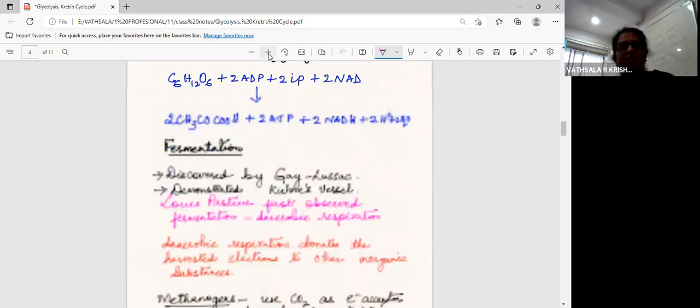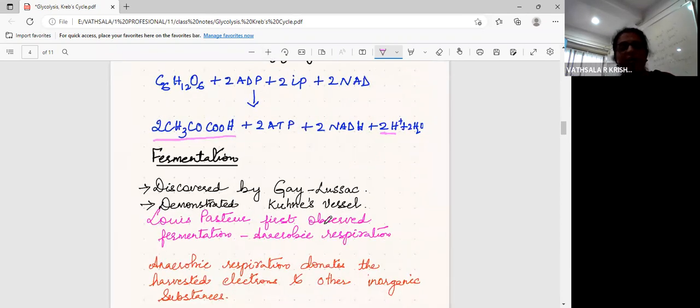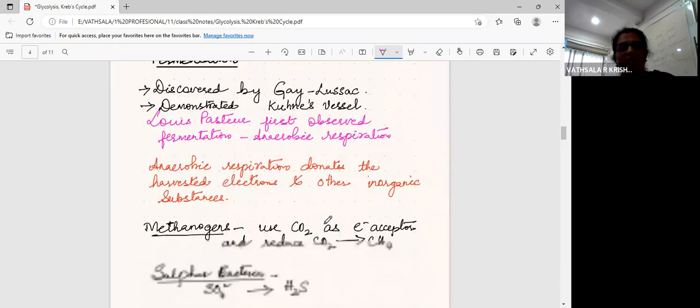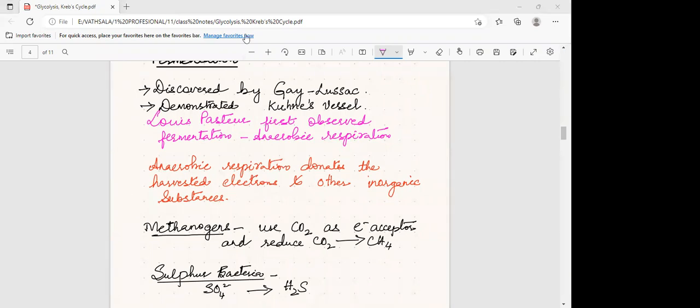Gay-Lussac is a person who discovered fermentation, and this fermentation is demonstrated in Kuhne's flask. Louis Pasteur is the first person to observe this fermentation and called it anaerobic respiration. This donates the harvest of electrons to other inorganic substances.